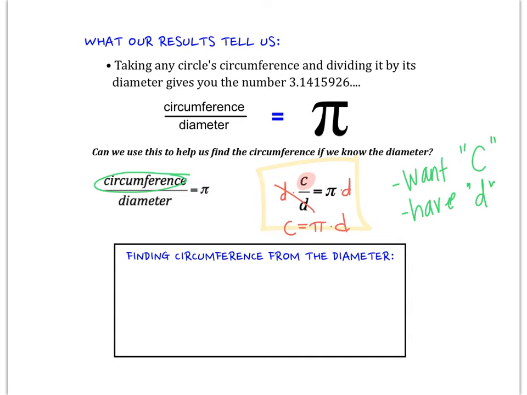This is important to write, and we're going to use this a lot in the coming days. The formula for calculating circumference would be C, which stands for circumference, is equal to pi times the diameter. You don't have to put that multiplication symbol there, of course, but you multiply the diameter by pi.